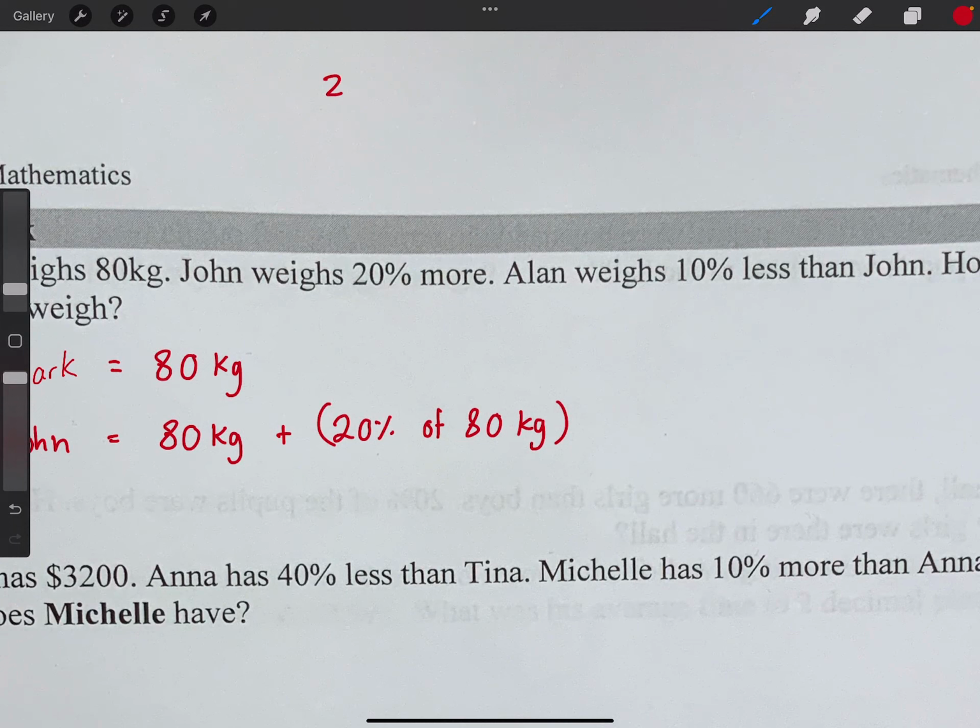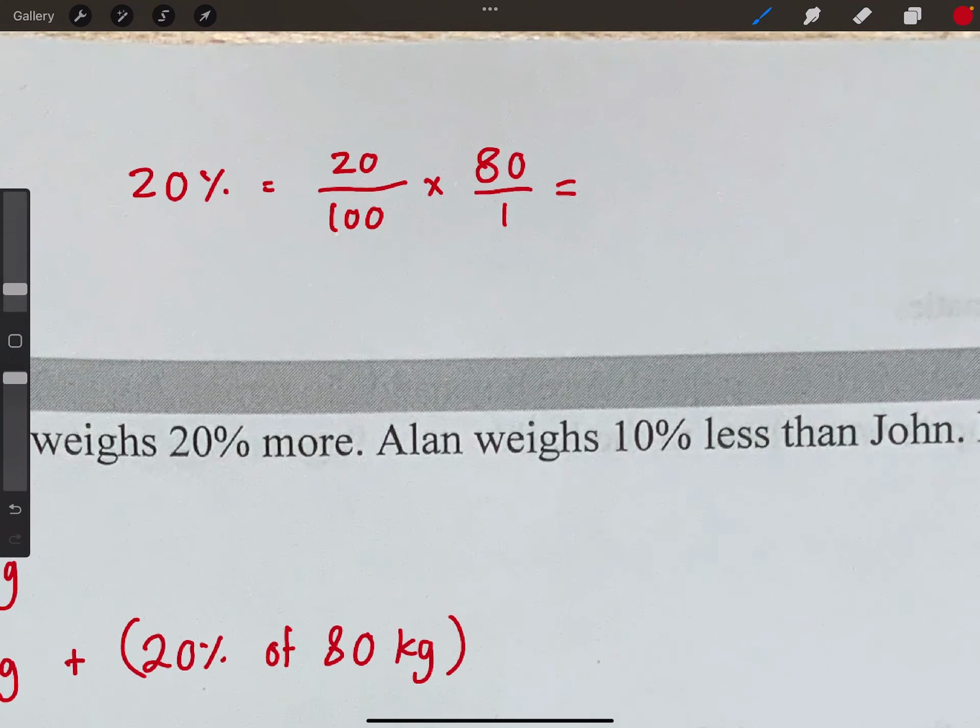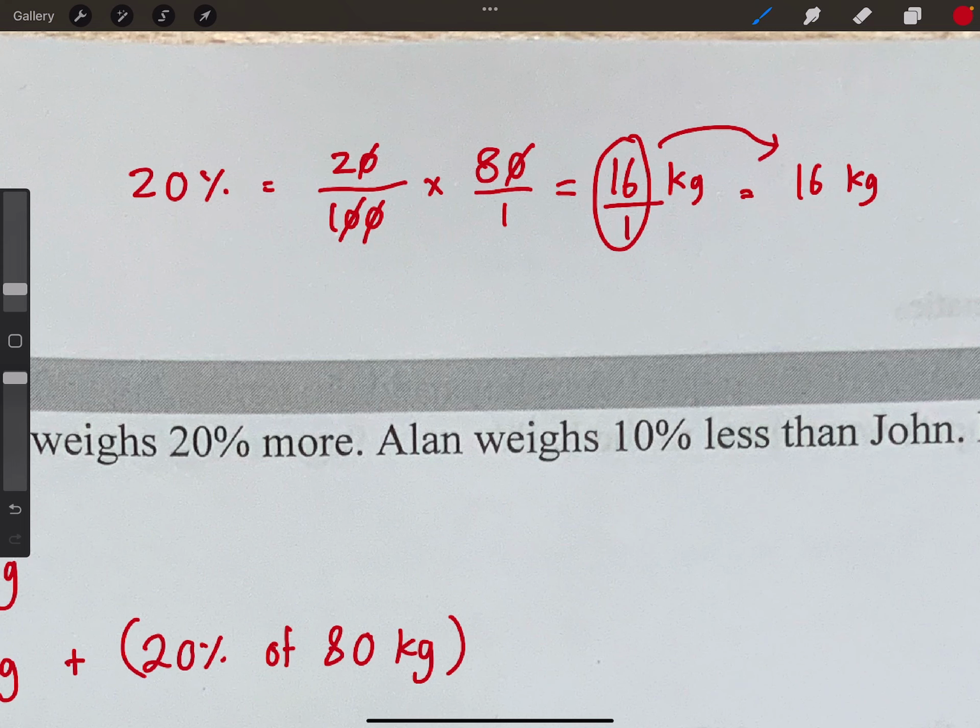So let's see, 20% is equal to 20 over 100. Let's change it to a fraction. Of means times, and 80 is 80 over 1. Now let's multiply it in. So we can cancel out the zeros, one from the top, one from the bottom. So 2 times 8 is 16, 16 kilograms. You can do 1 times 1 at the bottom, makes no difference, it's still 16 kilograms, because 16 over 1 is a whole number, so that's just 16.